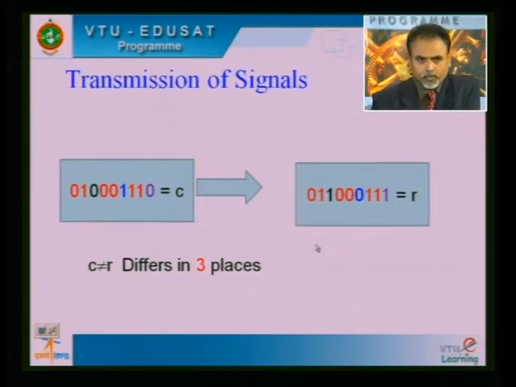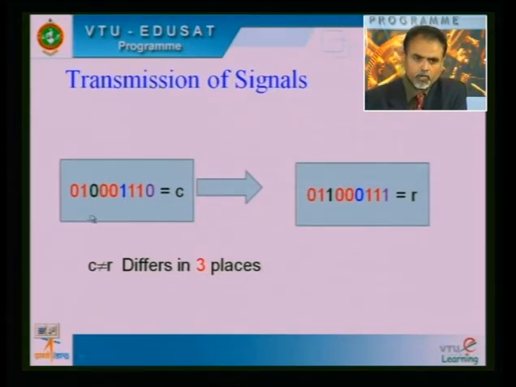Observe this. The red color is not an error: 0 to 0, 1 to 1, 0 to 0, 0 to 0, and 1 to 1 at the last. But the remaining black 0 becomes 1 here, and 1 becomes 0 here in the proper position. The last signal 0 becomes 1. So in how many positions are they different? They are different in exactly 3 positions, which is 1, 2, 3. C and R, this code word and the word received after transmission, are not equal, and they differ in 3 places.